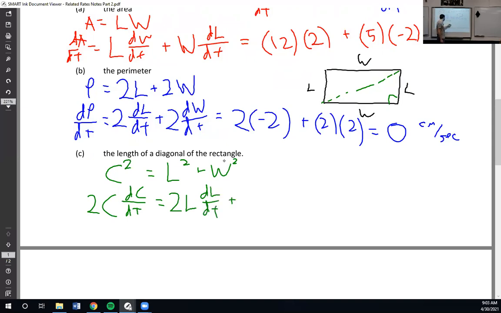We've done a few Pythagorean theorem ones by now. By the way, if L is 5 and W is 12, or if we have 5 and 12, then the hypotenuse has to be 13. You can do Pythagorean theorem and figure that out. So now we have all our values. And so we're going to solve for dC/dt.